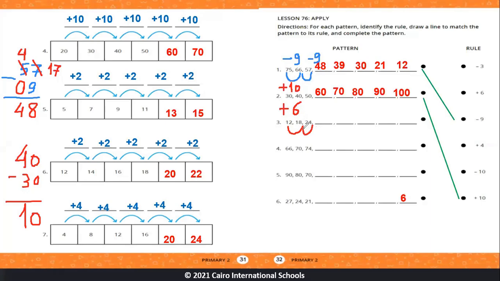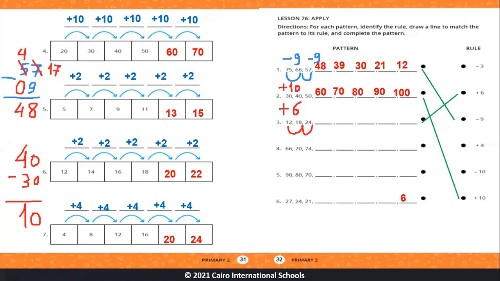Subtract 24 minus 18. It equals 6 also. So each time we are adding 6. Why adding? Because the pattern is an increasing pattern. So the pattern rule is plus 6. 24 plus 6. Great, Yahya, bravo, you do a great job. 24 plus 6. 24 in my mind and 6 on my fingers.